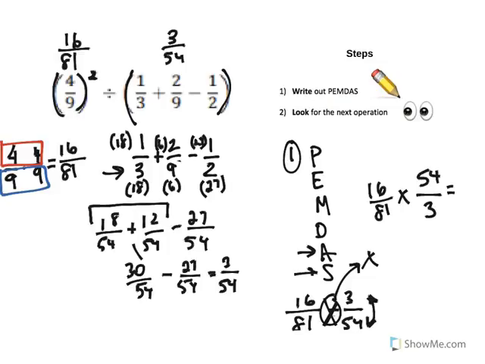And now I multiply straight across again. And I get 864 over 243. Can I reduce that? Let's see. No, that's my answer.